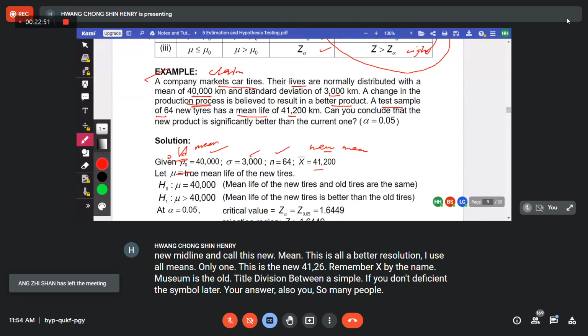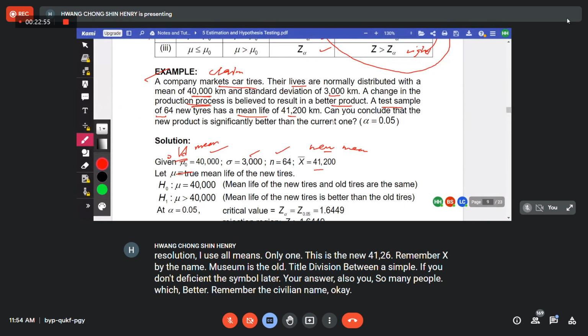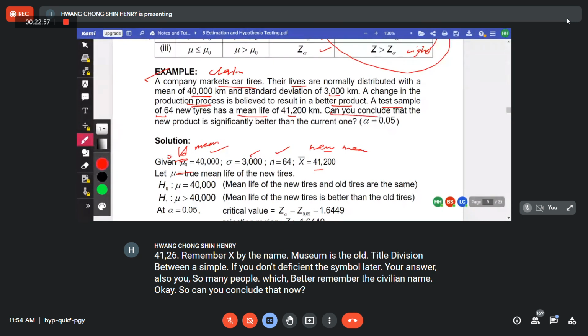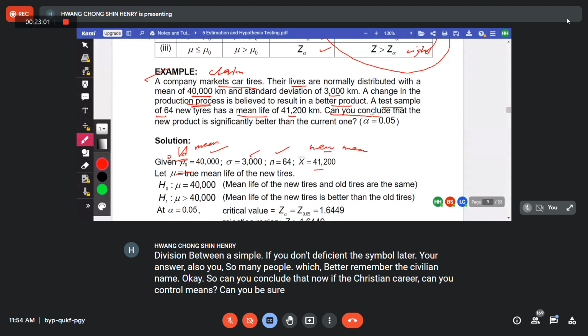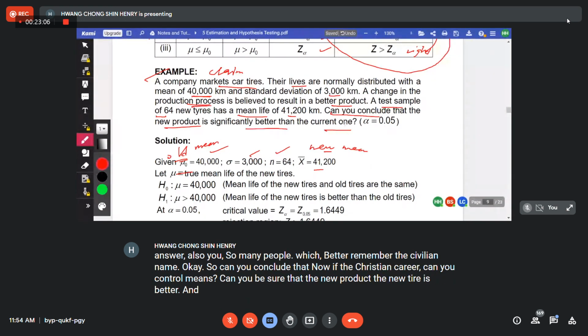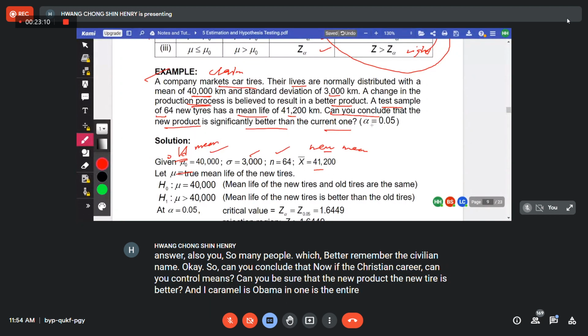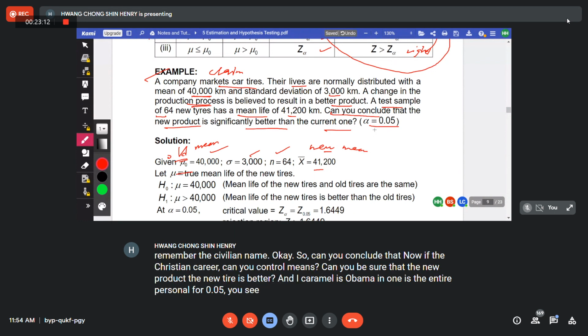Which one is which? Better remember the symbol in the name. Okay, so can you conclude that? Now read the question carefully. Can you conclude means can you be sure that the new tire is better than the old tire? Current one means the old one, no? The new one means the new tire. Test at alpha 0.05. You see? Alpha is already given.